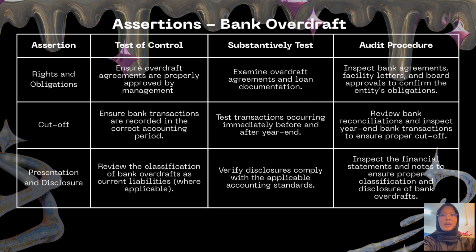of overdraft. For the test of control, the auditor reviews whether the management has classified the overdraft correctly in the financial statement. For the substantive test, the auditor verifies that all disclosures required by the accounting standard have been included. The audit procedure includes reviewing the financial statement and notes to the accounts, and the auditor checks whether information such as the overdraft balance, repayment terms, interest rate, and any security pledged to the bank has been properly disclosed.